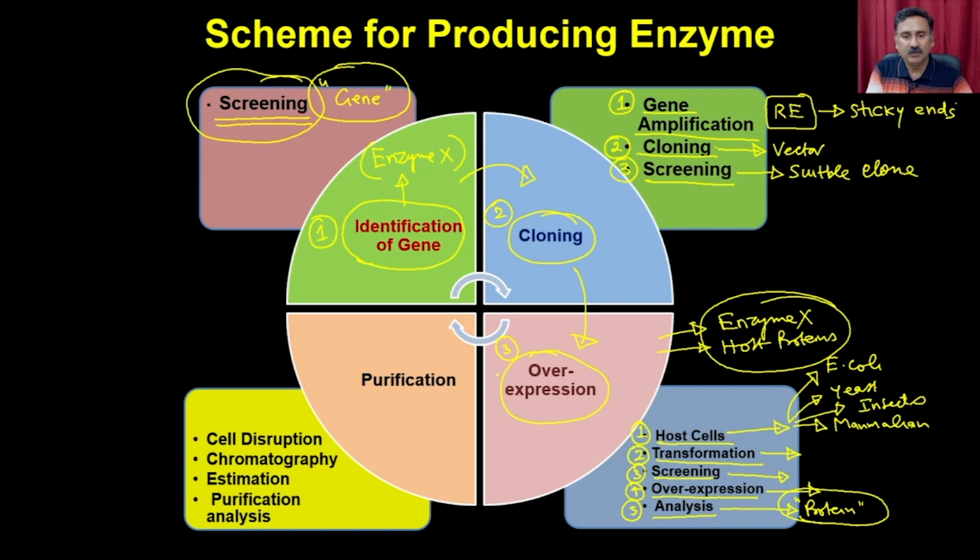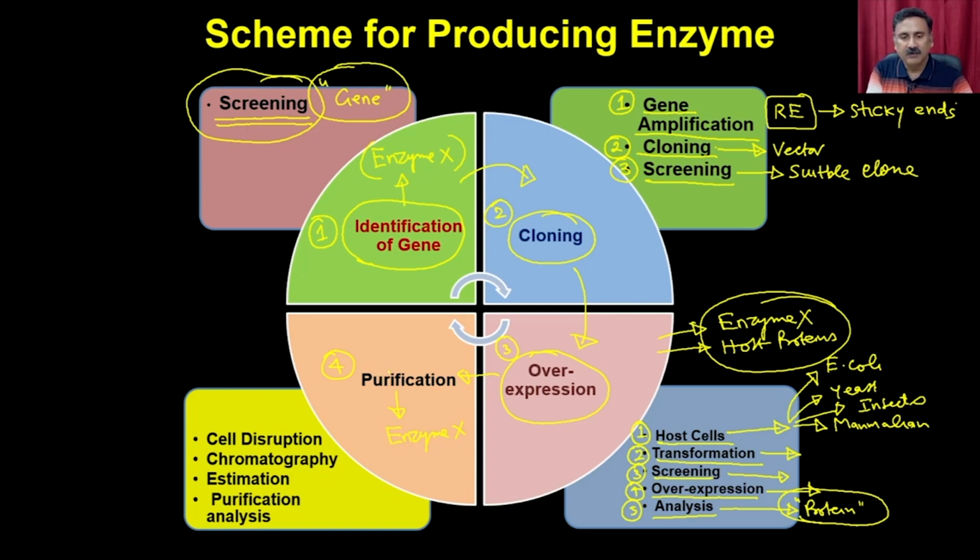Then you enter step number 4, where you do the purification so that you can separate out the enzyme X from the host proteins, and that's how you get the pure enzyme X.